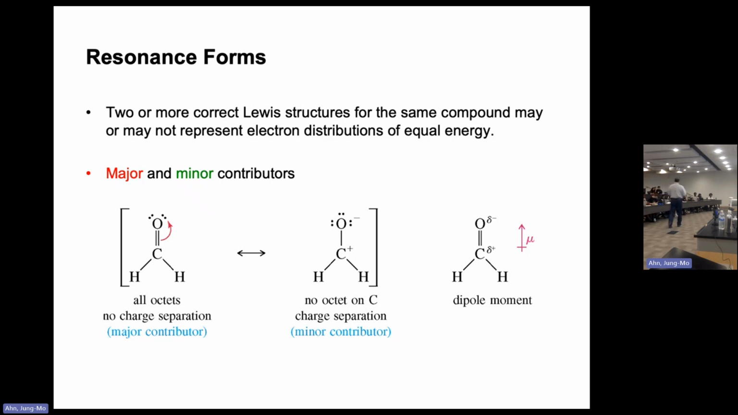So the minor contributors explain some of the properties the whole molecule actually has. We're going to talk about that a little later with some other examples, but that's why you should be able to draw the resonance structures. You should be able to decide what's major and what's minor. Those are the two things you should be able to do for any example. That will be your homework today.